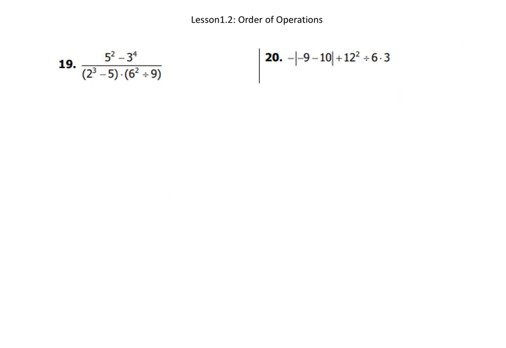Okay, number 19, we've got another big fraction again. But like before, we'll look at the numerator and work our order of operations there, and then we'll look at our denominator and do what comes first in the denominator. We work them separately until we have one number in each, and then we finish by dividing, because fractions mean division. Looking at the numerator, I do not have any parentheses, but I have two sets of exponents. So we can do those first. 5 squared is 5 times 5, which gives us 25. Minus sign, 3 to the 4th power. 3 times itself 4 times is 81.